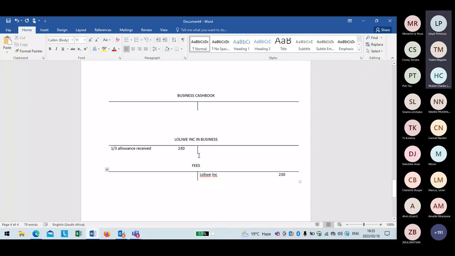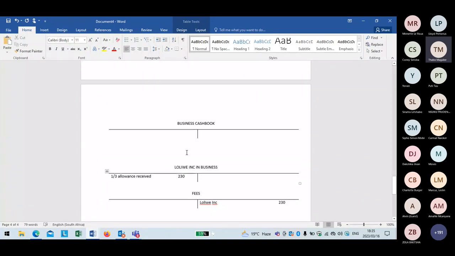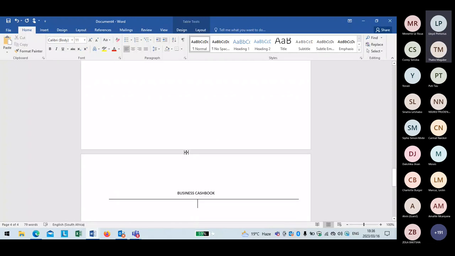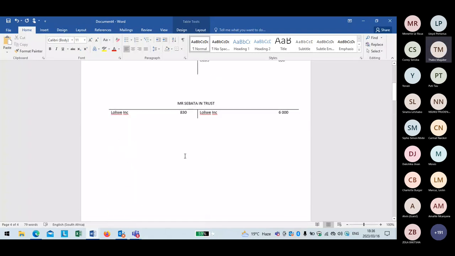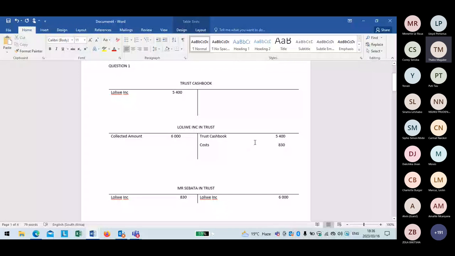So in our case, we come to Loliware Inc. in business. How much do we see here? 230. Right, that is the first thing you do before you transfer: check how much is due to you. And second, check if it is available in the trust account. So in the second leg, you must go to Loliware Inc. in trust to see if there is money available. Please check for me there.